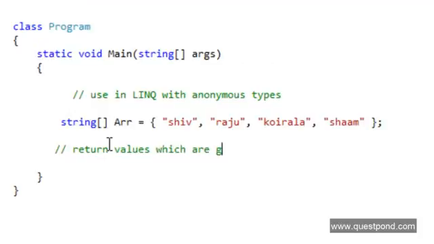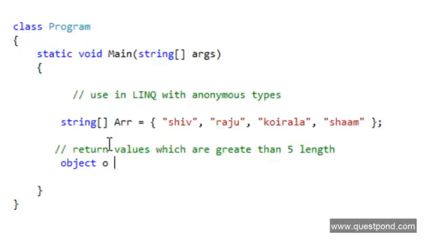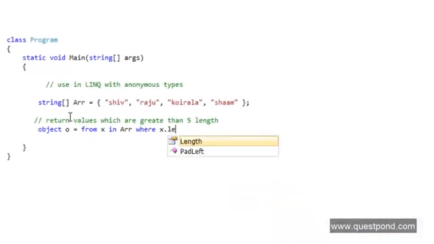Now on this array we will fire a LINQ query which will fetch us data whose length is greater than 5. So let me say object O, because I don't know what will be returned from the LINQ query, and let me type the LINQ query. So from x in the array where x.length is greater than 5. Now in case you are new to LINQ, I suggest please visit the LINQ question and answer video series from questpond.com.